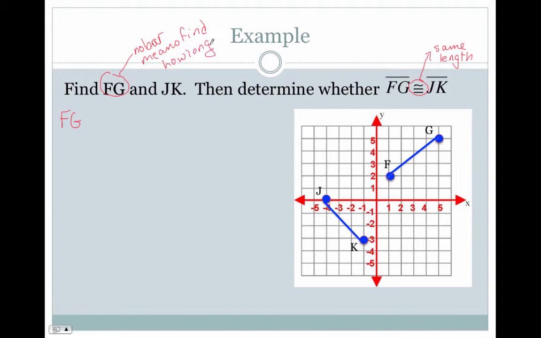Okay. All right, I'm going to do this one using the numbers. So this is 1, 2, and this is 5, 5. So 1, 2, 5, 5. All right, I'm going to use the subtract method. You can use count if you want. You go over here and count. See if we get the same thing. I'm going to do x minus x squared plus y minus y squared.